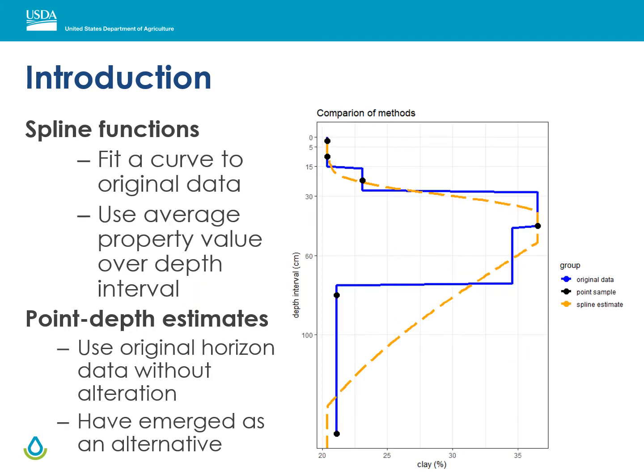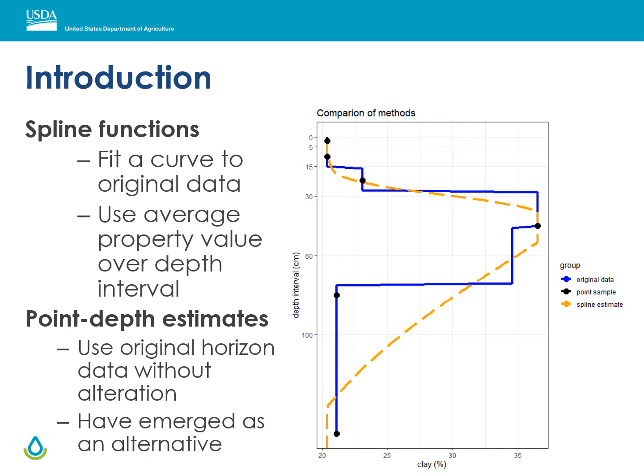These two approaches are really referring to how the training data is conditioned before feeding it into the regression model of choice. The plot shows the depth interval on the y-axis, so 0 to 5, 5 to 15 centimeters, etc., and the property value on the x-axis. The blue line indicates the original data sampled and measured by genetic horizon. The yellow line shows how a spline function would fit a curve to the original data and then use the average property value calculated over the depth interval, say 15 to 30 centimeters, to assign one value to that depth interval for the training data.